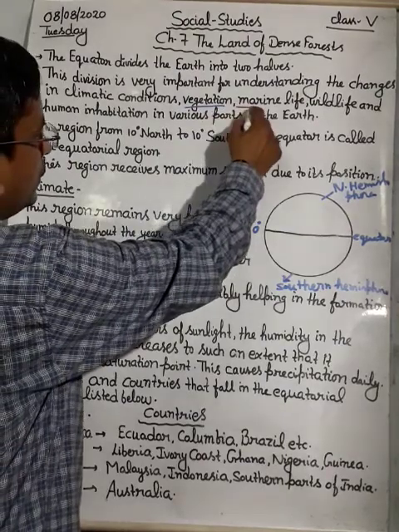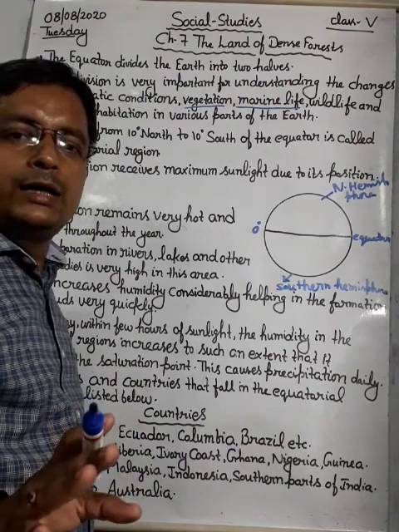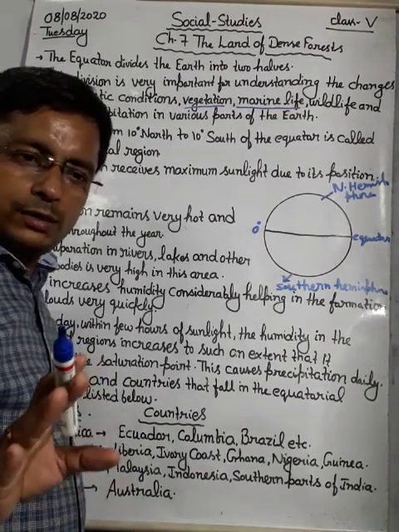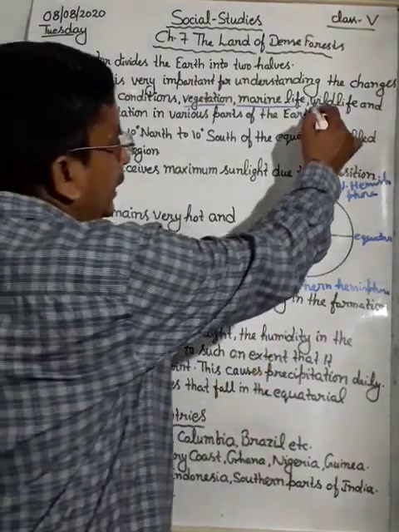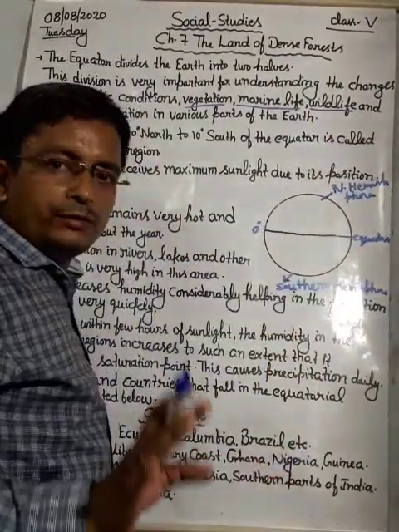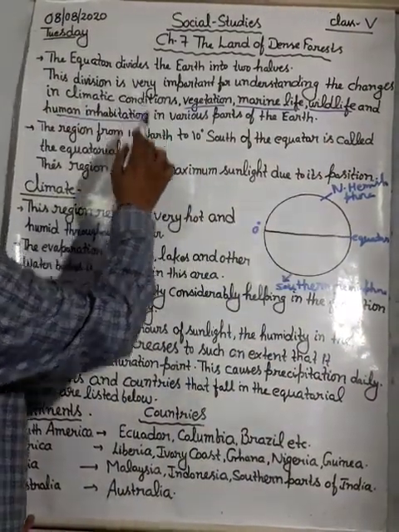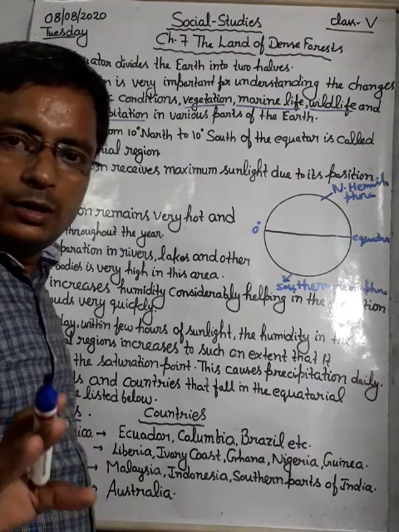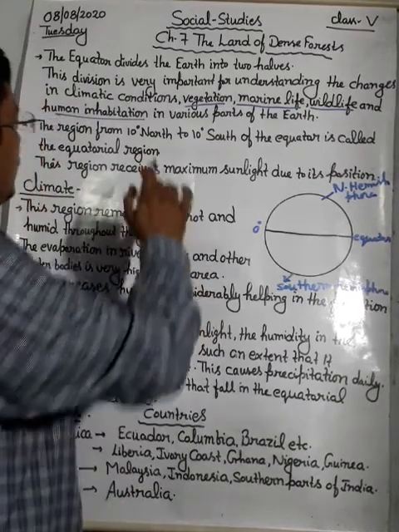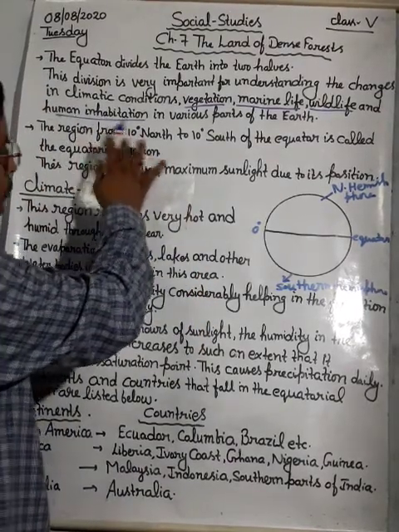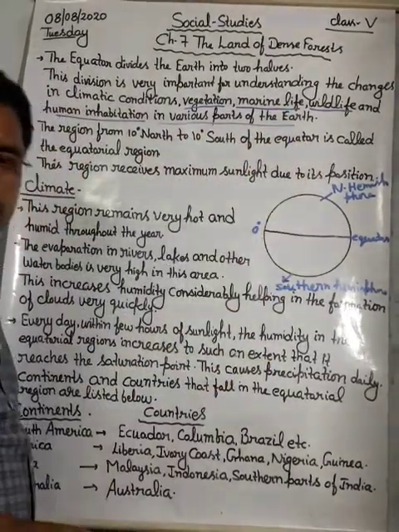vegetation, marine life. Marine life means aquatic life, the animals and the living things which are inside the water. Wildlife, the animals who live in the forest. And human inhabitation. Inhabitation means where people used to live, the place that is suitable for people to live, that is called inhabitation, human inhabitation in various parts of the earth.